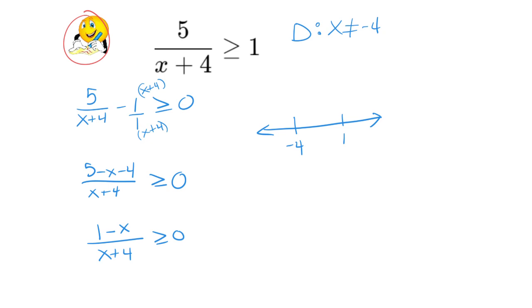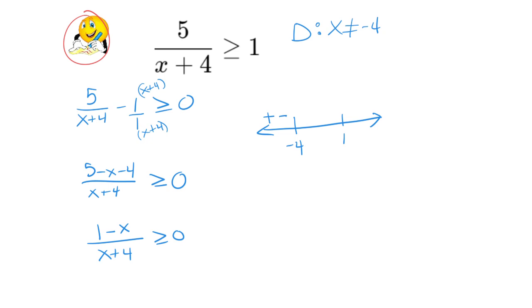Let's do some test points. This one's a little bit different because this feels backwards to me. We want to be careful with that. For instance, if I put in a -5, putting a -5 here actually becomes 1 minus -5, which is 1 plus 5, which is positive. Putting a -5 in the denominator is going to be a negative.